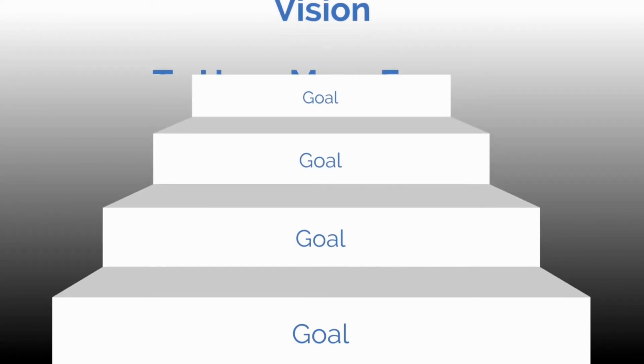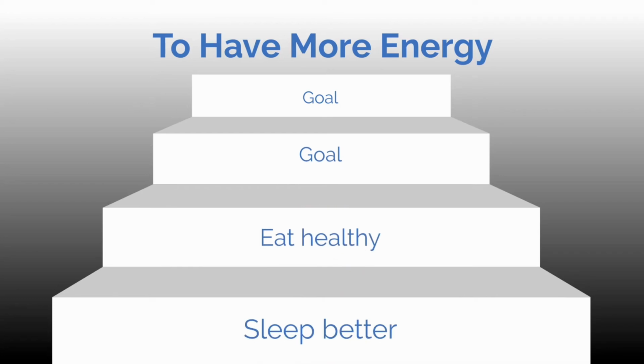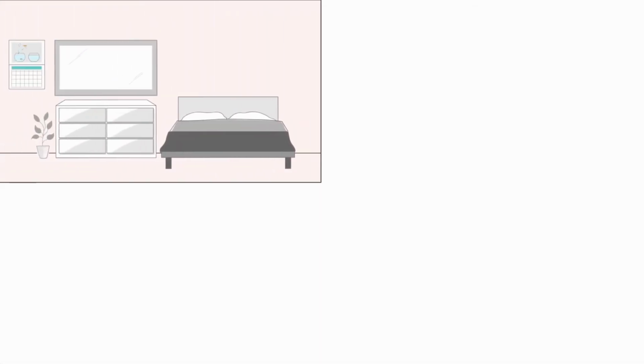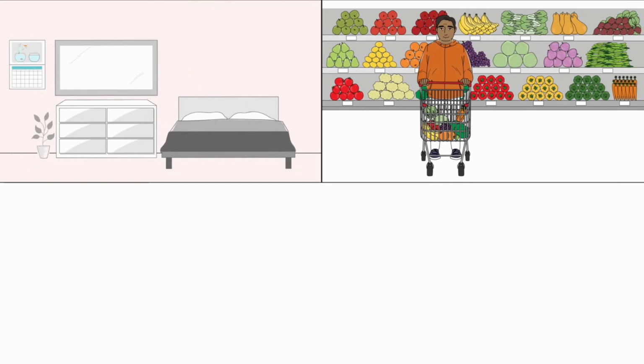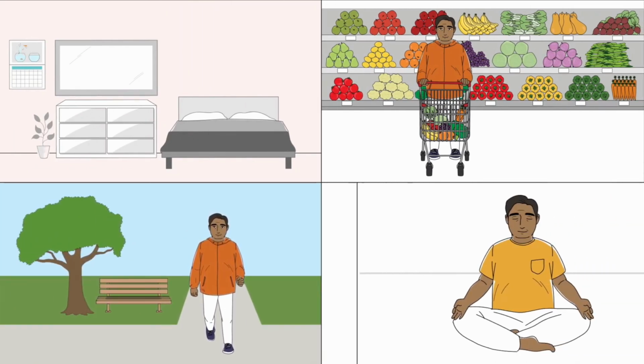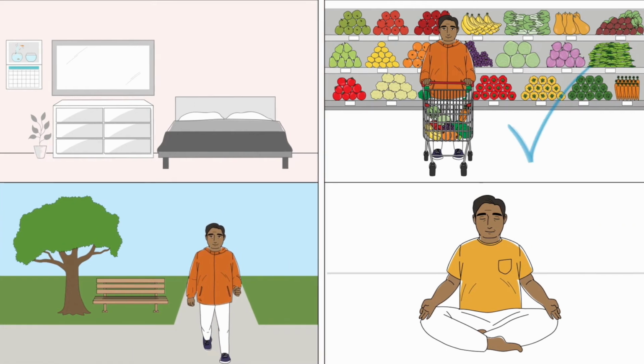A vision to have more energy, for example, can be achieved by setting goals to sleep better, eat healthy, exercise regularly, and manage your stress. You may already be doing one or more of these habits. Keep doing the things you are doing well. If you are just getting started, avoid making too many changes at once. Pick one goal and go from there. This is going to take some time.